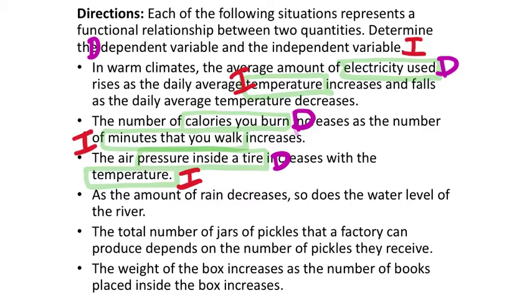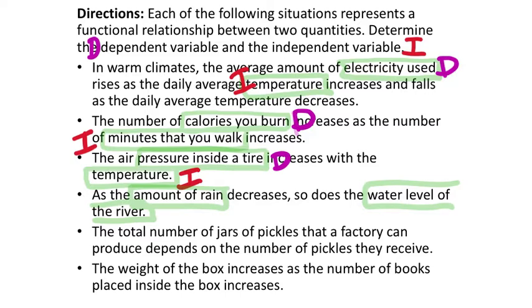Next up, we got the amount of rain decreases. As the amount of rain decreases, so does the water level of the river. So right here we're looking at the amount of rain. That's one thing that we're comparing with the water level of the river, okay? And again, you can think about this in a different way. You could start with which one depends on the other, which one is changing because of the other one. But we know the two things that we're comparing.